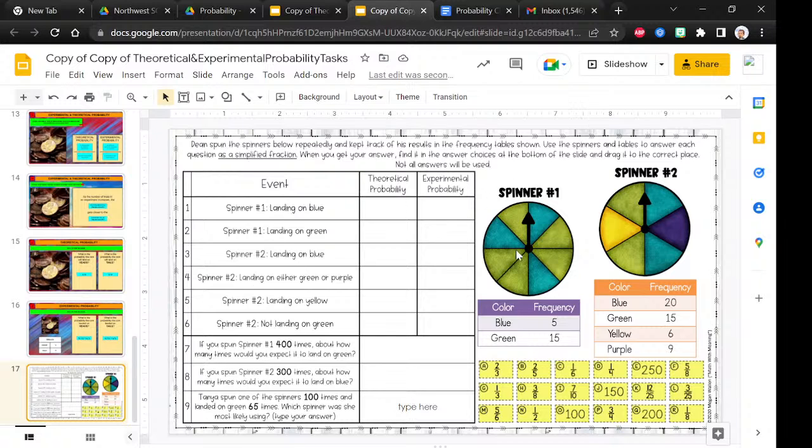So landing on blue in the first spinner. There's 3 spots that are blue, and 1, 2, 3, 4, 5, 6, 7, 8. 8 total slots. So that's 3/8.